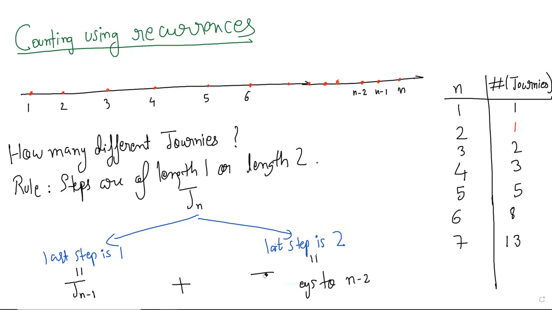Plus Jn minus 2. This is just notational; we are only changing the notation. That's it.